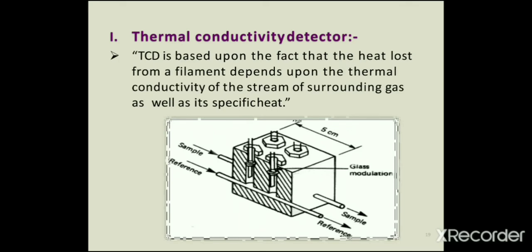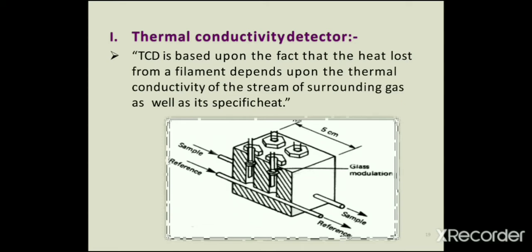So there are different types of detectors. First is the thermal conductivity detector. The thermal conductivity detector is based on the fact that heat lost from the filament depends upon the thermal conductivity of the stream of surrounding gas as well as its specific heat.